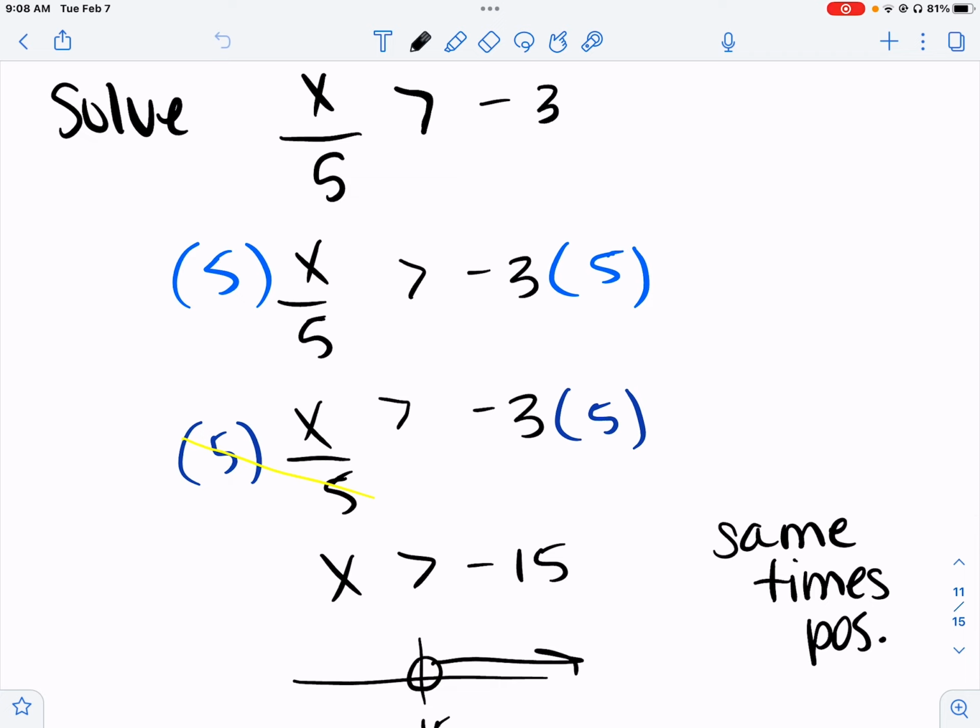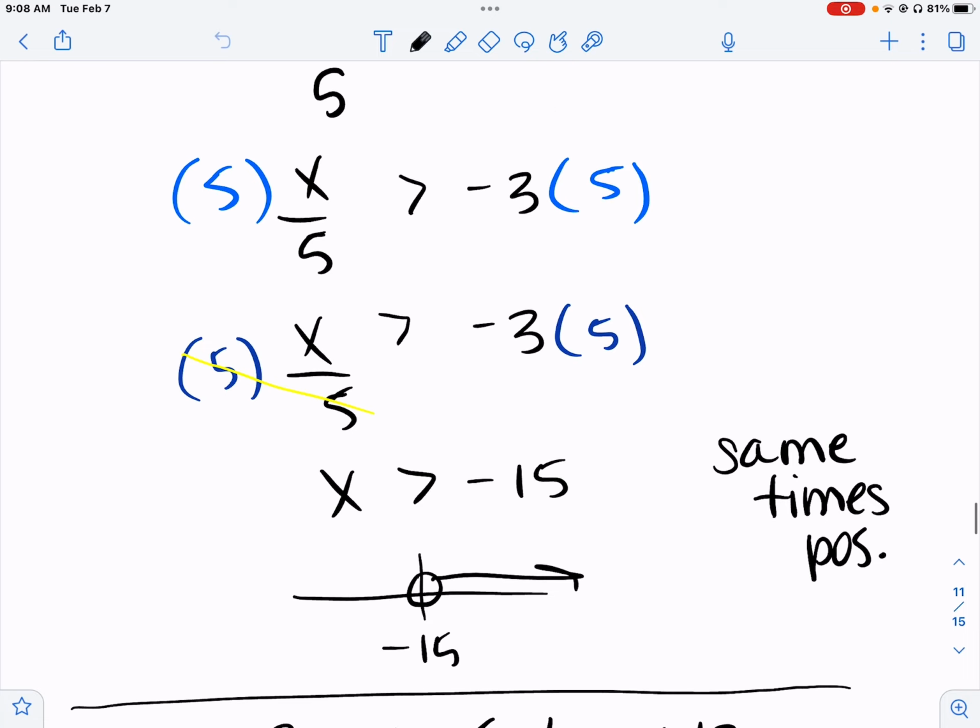X divided by 5 is greater than negative 3. Multiply by 5 on both sides. That makes your 5's cancel. Okay, since we're multiplying by positive 5, that symbol stays the same. So we get x is bigger than negative 15. Open circle and to the right.